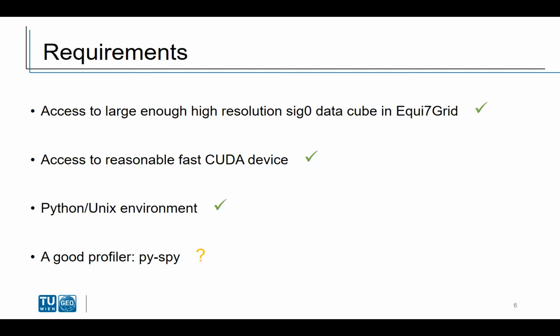But here we have, the requirements are mostly already there. So thanks to Sebastian and the others for providing us with all the data and the devices and the environment we need. We can start on. The only thing I currently am looking for is a good profiler for Python, and for this pipeline, kind of how to figure out where my bottlenecks are.